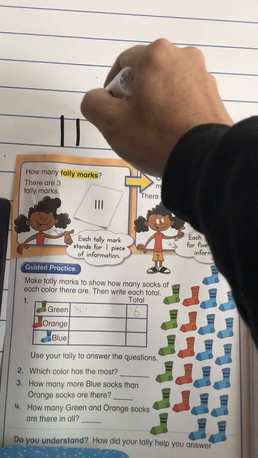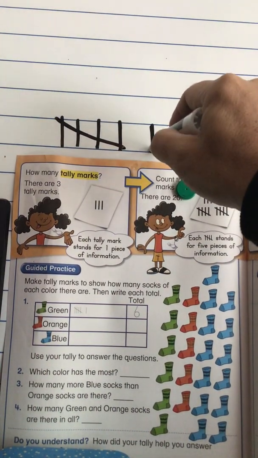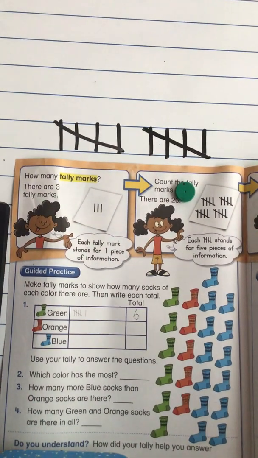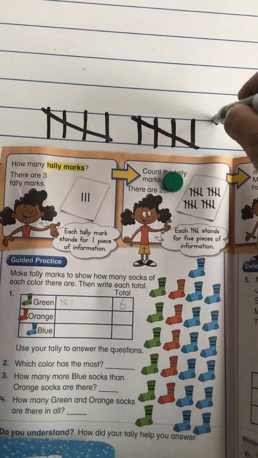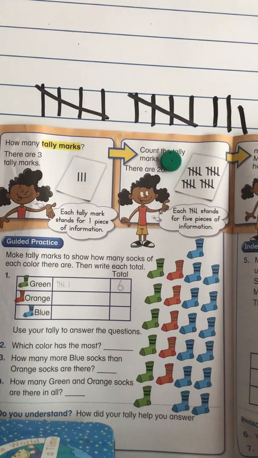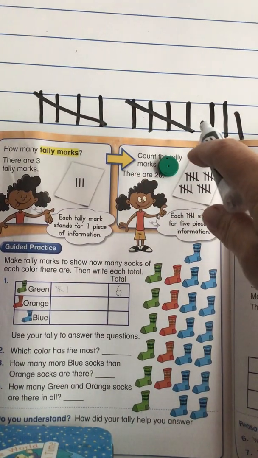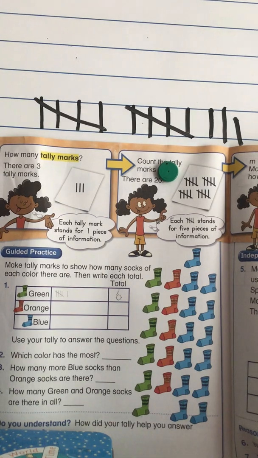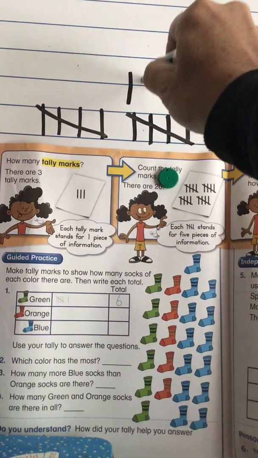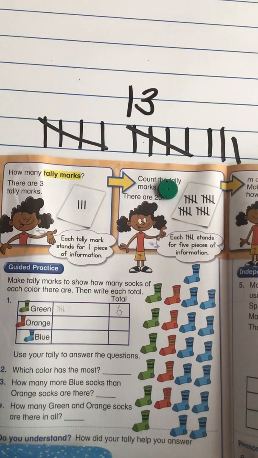I'm going to be working up here. 1, 2, 3, 4, 5 goes across, 6, 7, 8, 9, 10 goes across because it's the 5th one in the group, 11, 12, 13. So in the box next to the blue socks, you should have a group of 5, another group of 5, and then 3 extra. In the box, you are going to write the number 13 to tell me that there were 13 tally marks for blue socks.